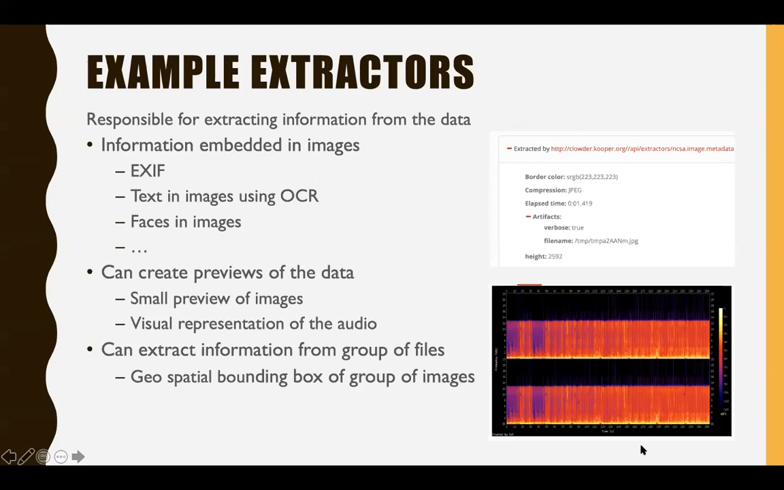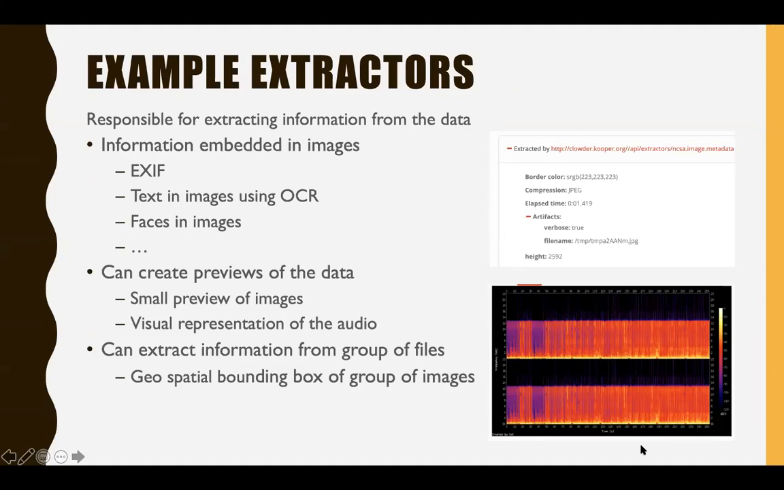Here are some example extractors that we have. If you upload an image, it will extract the EXIF information from it. You can see that on the right, which shows all the information that is embedded in the images. If a person uploads an image that has text embedded in it, we have an OCR extractor that will find the text embedded in the image, extract it, and return it to you.